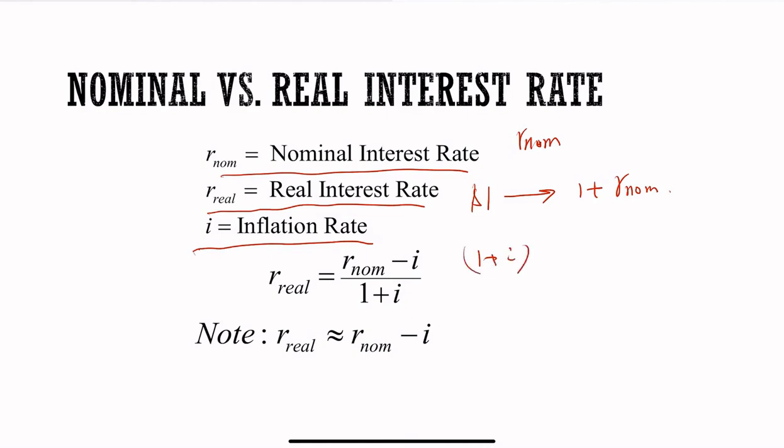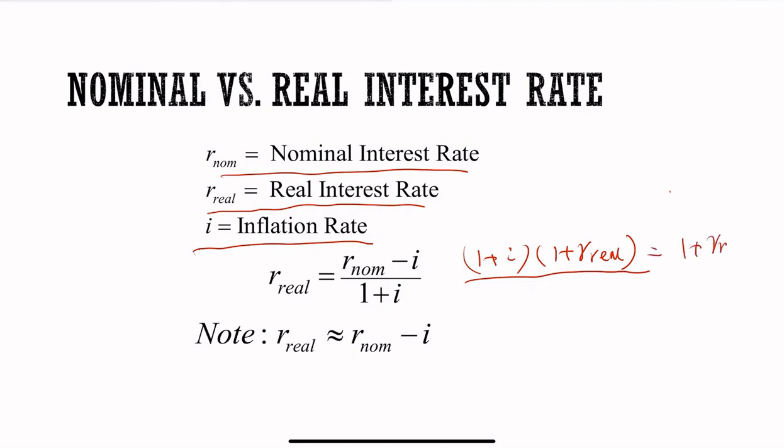And the second thing is the increase in your purchasing power. That is the real interest rate. And these two things should be the same, right? So we will have 1 plus nominal rate equals 1 plus real interest rate times 1 plus inflation rate.